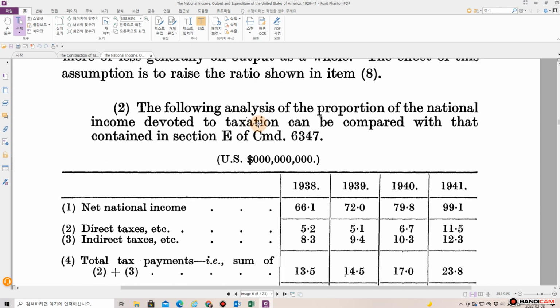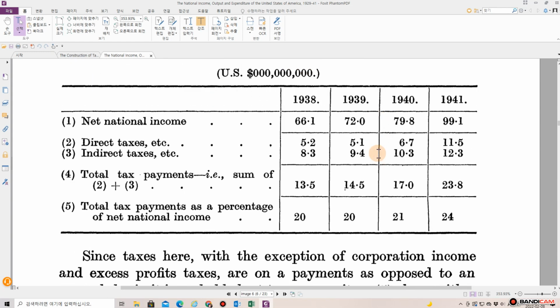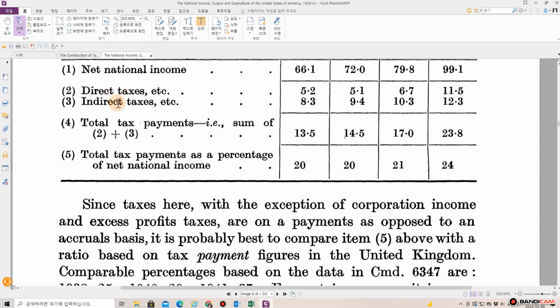2. The following analysis of the proportion of the national income devoted to taxation can be compared with that contained in section E of Cmd. 6347, in $ billion units: national income, direct taxes, indirect taxes, total tax payments, and total tax payments as a percentage of the net national income.